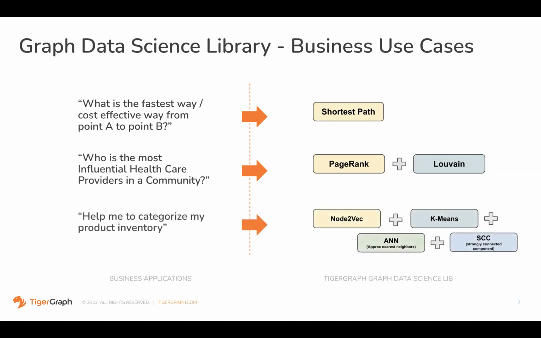Another use case for graph algorithms could be product categorization. We can run a graph embedding algorithm to generate vector representations of products. We can then divide these embeddings or products into different categories by using k-means. And within each category, we can discover the top k similar products by running ANN, approximate nearest neighbor, and finally run strongly connected components to divide products into subcategories, leveraging the new connections provided by ANN.